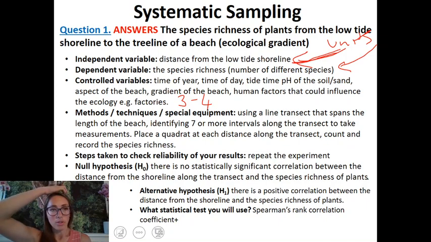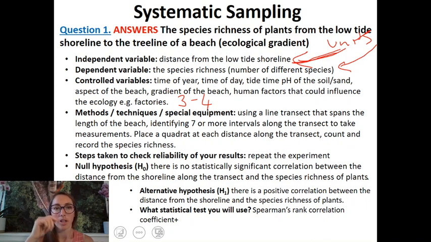Again, with all practicals, you want to think about these things, but with this one in particular, so the species richness of plants from low tide shoreline to the tree line of the beach, things that we might consider for the controlled variables are: are we going back at the same time of year, same time of day, same tide time? Maybe the areas that we're measuring in, we might want to just check the pH and check that hasn't changed. Maybe there's some sort of effluent pipe or whatever near the shore that might change the pH of that ecosystem. The gradient of that beach, and also the aspect, so which directions are they facing? Are you measuring on more than one beach?